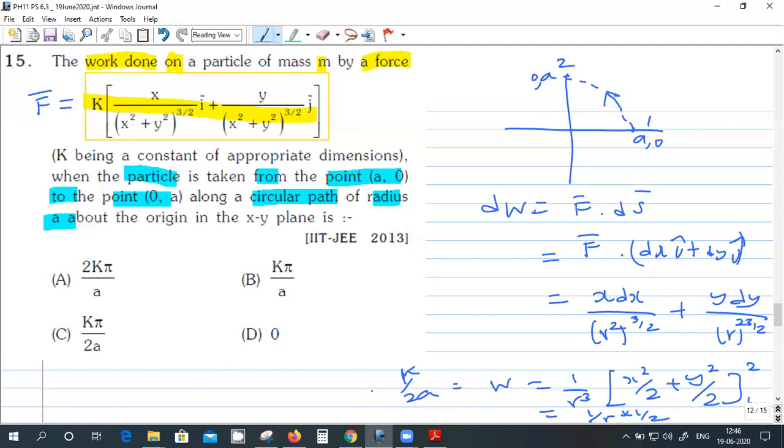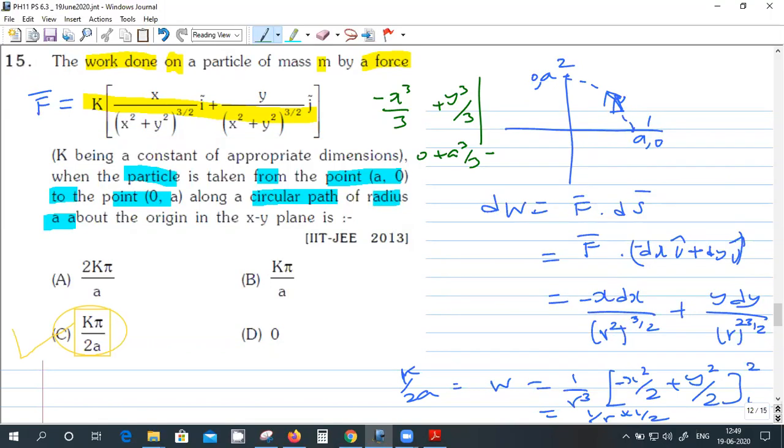What mistake am I making? Sir, the force is conservative. No. The force is 0. So answer is D. Okay. So the important thing is ds is like this.